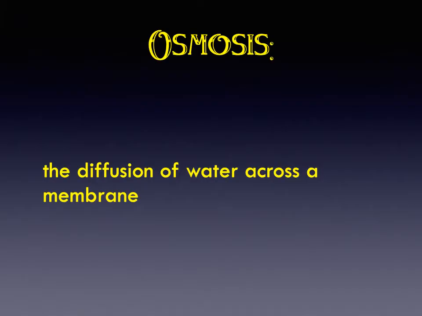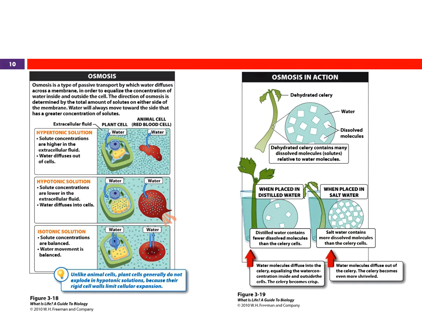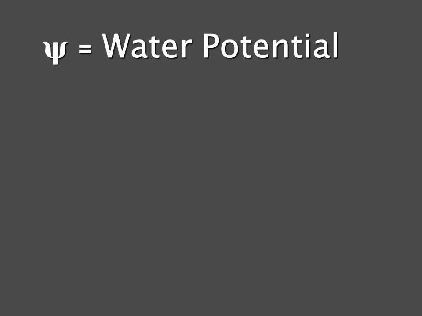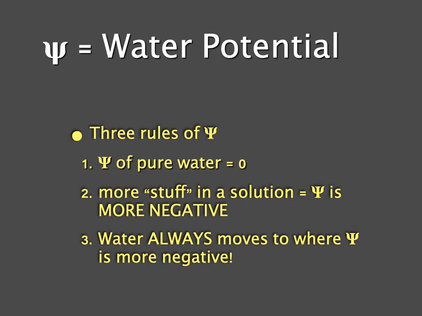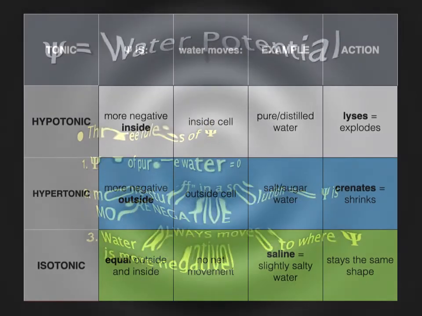Osmosis is the diffusion of water across the membrane. There's a picture of things we've discussed previously, and that brings back into play psi. Psi is a measure of water potential, and you need to know the three rules of psi. The psi of pure water is 0. The more stuff in a solution you have, the more negative the psi is, and water will always move to where the psi is more negative.